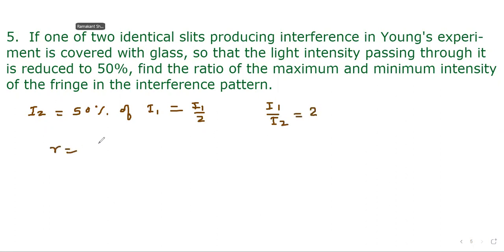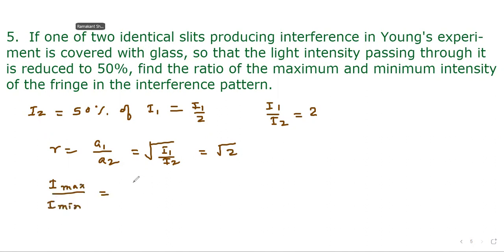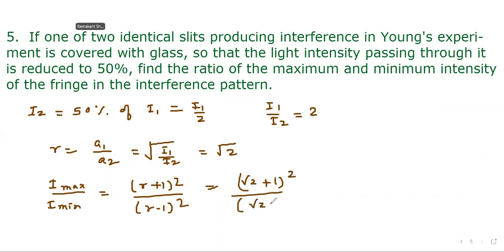Now we know that R equal to A1 upon A2, which is equal to root of I1 upon I2. And here we have I1 upon I2 as 2, so this will become root 2. So we have got the value of R. And we know that I max divided by I min is equal to (R plus 1) square divided by (R minus 1) square, and we put the value of R as root 2, so (root 2 plus 1) square divided by (root 2 minus 1) square.